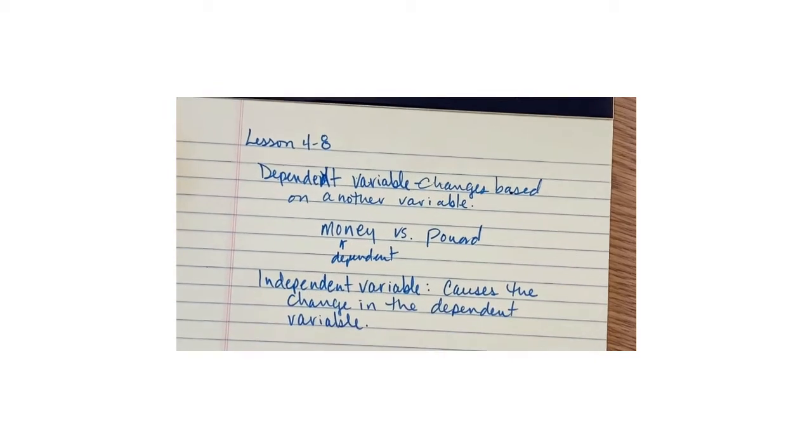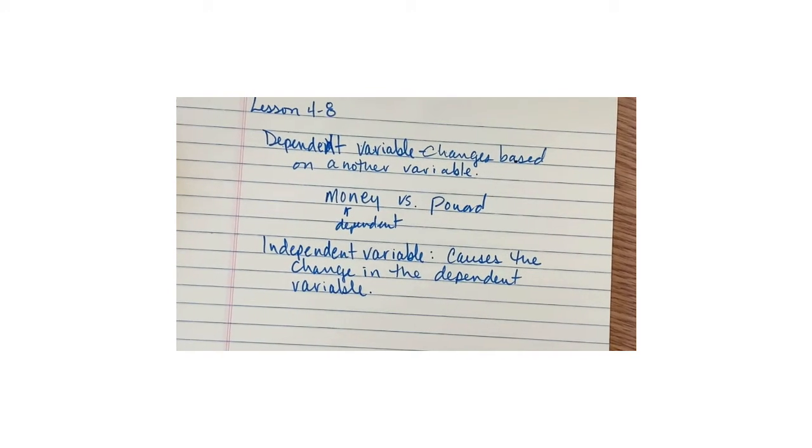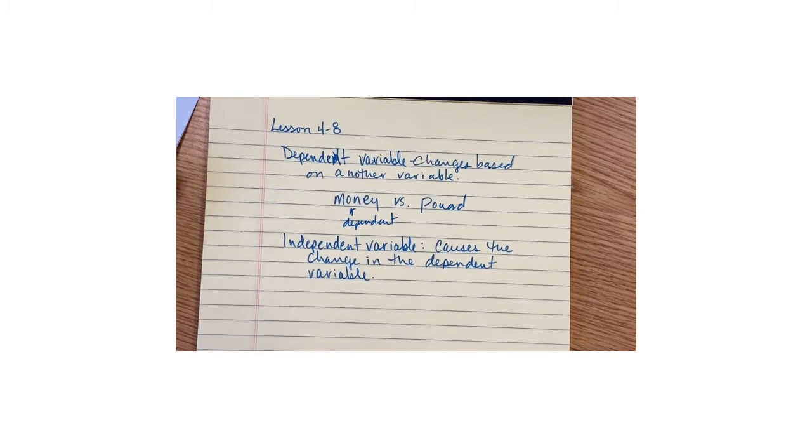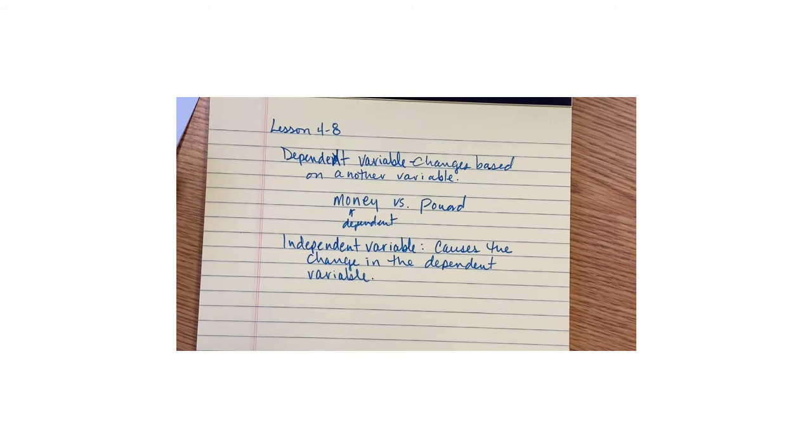Okay, so I want you to have these two vocabulary words down, and then we're going to do a little practice with this. So you have to ask yourself often, which one causes the other one to change? And when you know what that is, then you know that the dependent variable is the one that's moving, and the one that stays firm will be your independent variable.